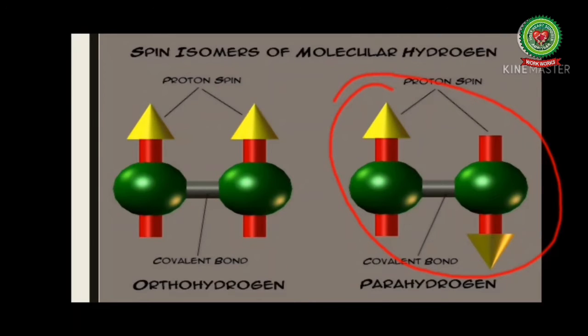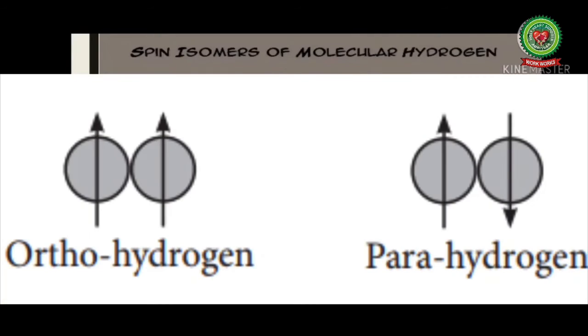At room temperature, a sample of ordinary hydrogen contains 75% of ortho hydrogen and 25% of para hydrogen. When temperature is decreased, the percentage of ortho hydrogen in the mixture decreases while that of the para hydrogen increases.